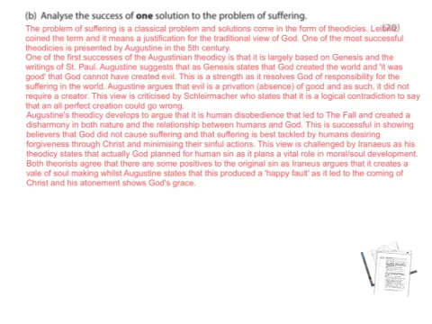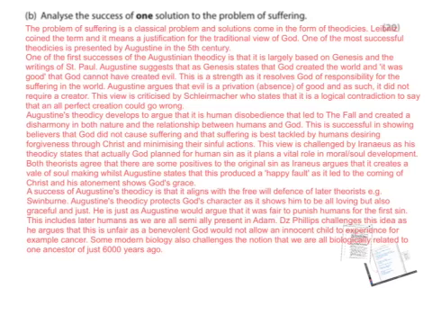So in this paragraph I've tried to evaluate an aspect of Augustine's theodicy whilst using Irenaeus as a contributor, but certainly not as an alternative. Augustine's theodicy develops to argue that it's human disobedience that led to the fall and created a disharmony in both nature and the relationship between humans and God. This is successful in showing believers that God did not cause suffering and that suffering is best tackled by humans desiring forgiveness through Christ and minimizing their sinful actions. This view is challenged by Irenaeus, as his theodicy states that actually God planned for human sin, as it plays a vital role in moral or soul development. And I've tried to find an area of agreement here. So I'd say that both theorists can show that there's some positives to original sin, as Irenaeus suggests that it creates a veil of soul-making, whilst Augustine argues that it's a happy fault, as it led to the coming of Christ, and his atonement shows God's grace.